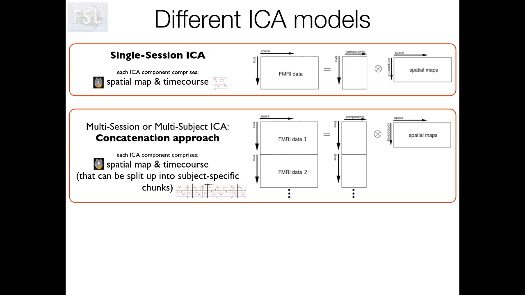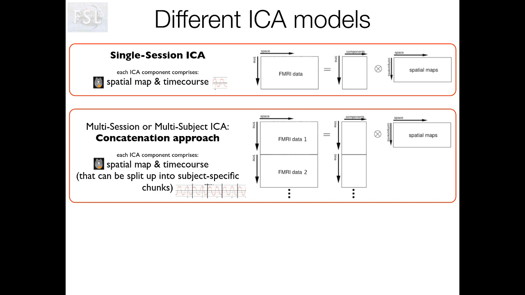The most common way to apply ICA at the group level is called temporal concatenation, where we literally concatenate the data from each subject together along the time dimension and run ICA on all of the data at once. And just as with single subject ICA, what we get out of this is a set of spatial maps and associated time courses. But this time, each spatial map and time course, each component, represents some signal which is common to the data from all of our subjects.